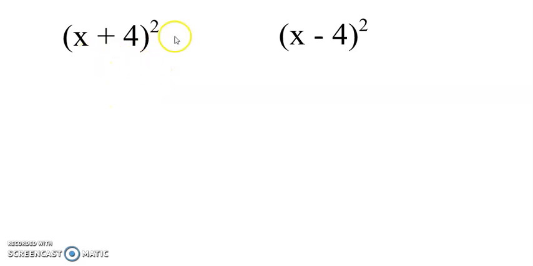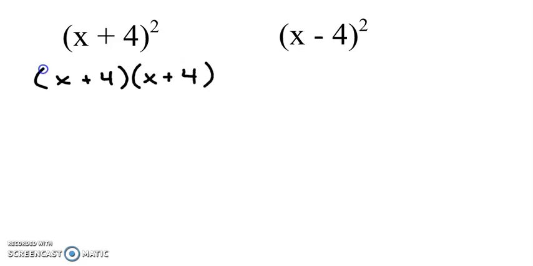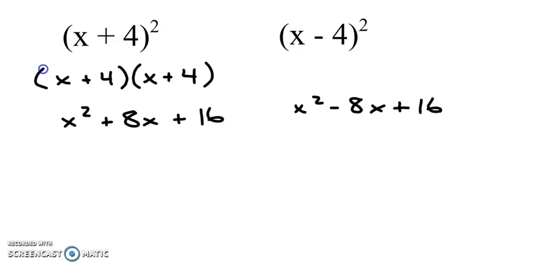When we've got a binomial that's squared, if I were to write this out, this is the same as x plus 4 times x plus 4. And if I multiply those two binomials, I would end up with x squared plus 8x plus 16. If I do the same thing with x minus 4 squared, well, that ends up looking very similar. They both have a c value of 16, and that's because 4 squared is 16, negative 4 squared is 16.